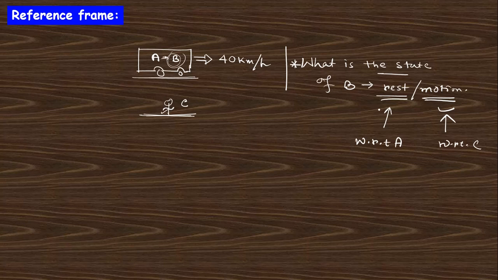So motion or rest of any particle can be stated with respect to any other person, any other system, right? Here B is at rest with respect to A, and here B is moving with respect to C. So the state of B is rest as well as motion with respect to different persons or different systems, and this system or person is known as the reference frame. Reference frame, I think clear.